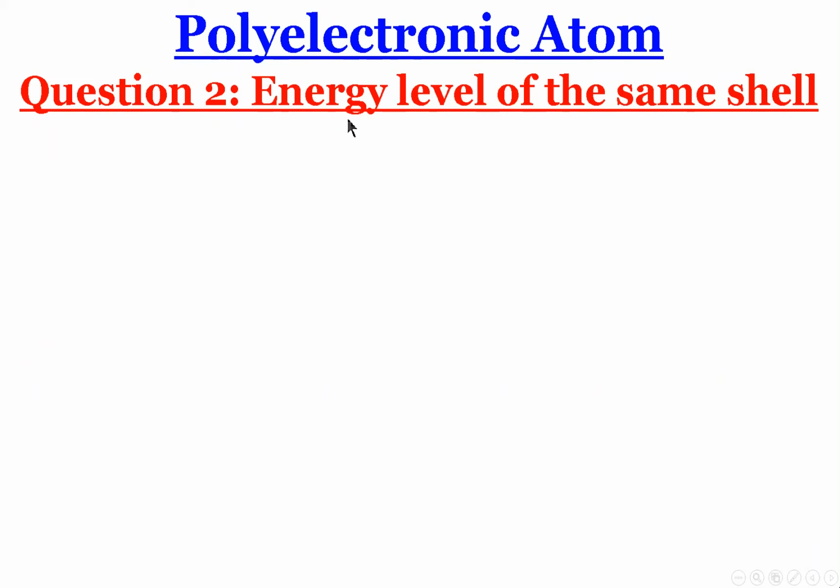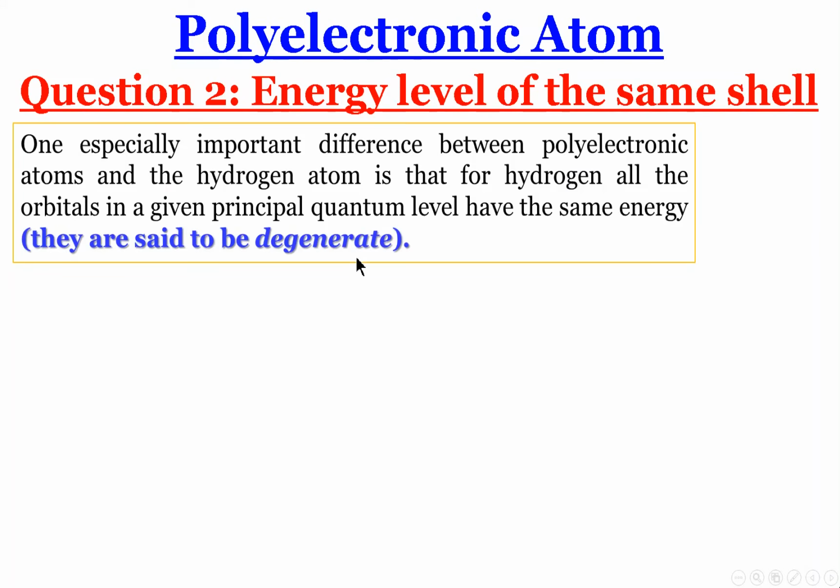Question 2: do the energy levels of the same shell in the case of polyelectronic and monoelectronic systems have the same values? We have to know an important difference between the polyelectronic system and the monoelectronic system: for the monoelectronic system, all orbitals in a given principal quantum level have the same energy.